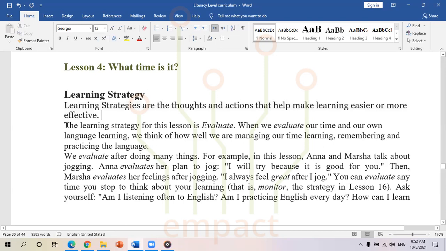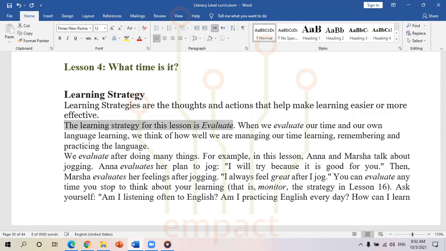The learning strategy for this lesson is evaluate.